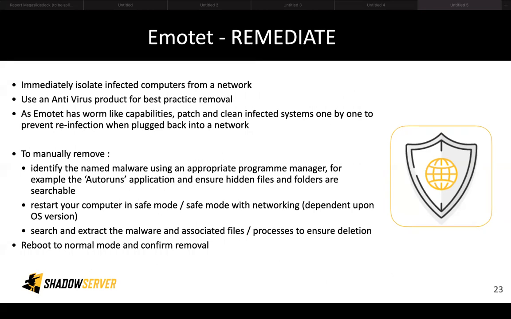Imhotep, remediate. To remediate an Imhotep infection, please follow the following steps. Immediately isolate infected computers from a network. Use an antivirus product for best practice removal. As Imhotep has worm-like capabilities, patch and clean infected systems one by one to prevent reinfection when plugged back into a network. To manually remove, identify the named malware using an appropriate program manager, for example, the Autoruns application, and ensure hidden files and folders are searchable.